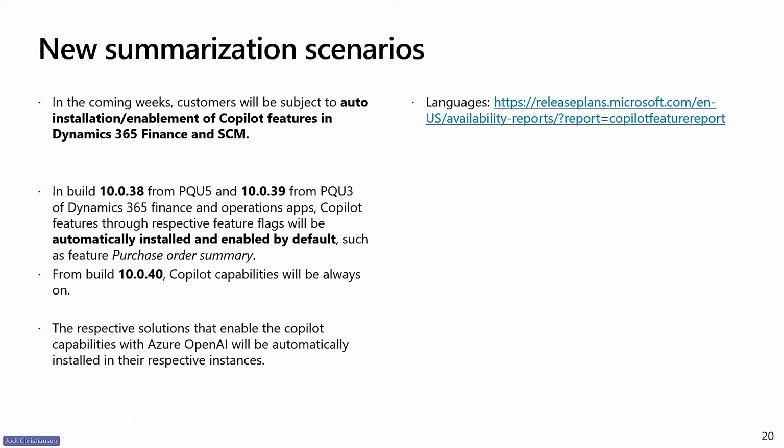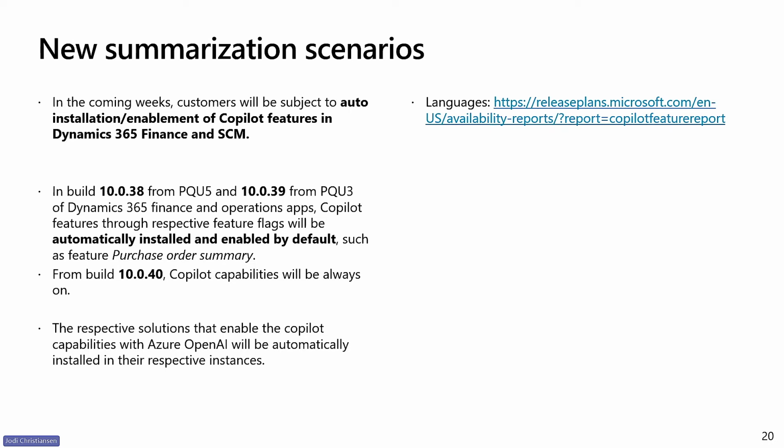Okay, so for these summarization scenarios in the coming weeks, again, they'll be on by default. We'll be doing some releases and updates. In build 10.038 PQ5 and 39, it's PQU3 of finance and operations, this is when we're going to turn on those Copilot features automatically through feature management. So an update will go out, it will be installed automatically and enabled automatically. And then, of course, in 10.040, those Copilot capabilities will be on as well.